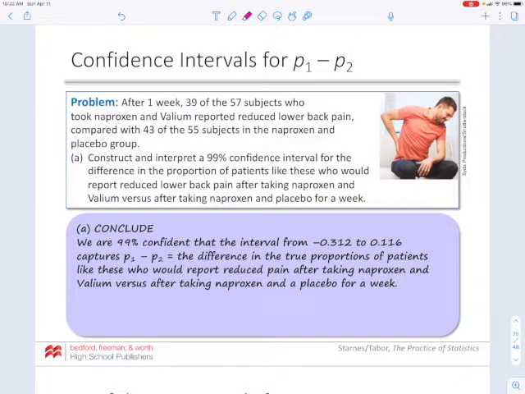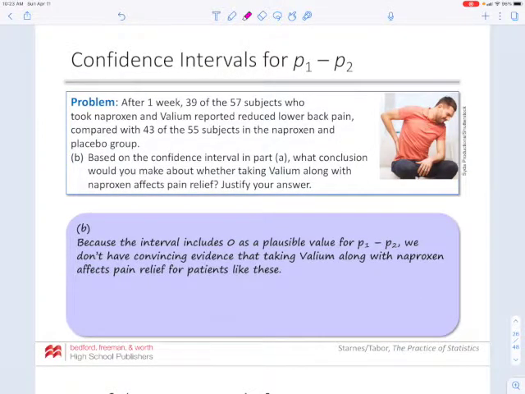So our conclusion: we are 99% confident that the interval from negative 0.312 to positive 0.116 captures p sub 1 minus p sub 2, the difference in the true proportions of patients like these who would report reduced pain after taking naproxen and Valium versus after taking naproxen and placebo for a week.